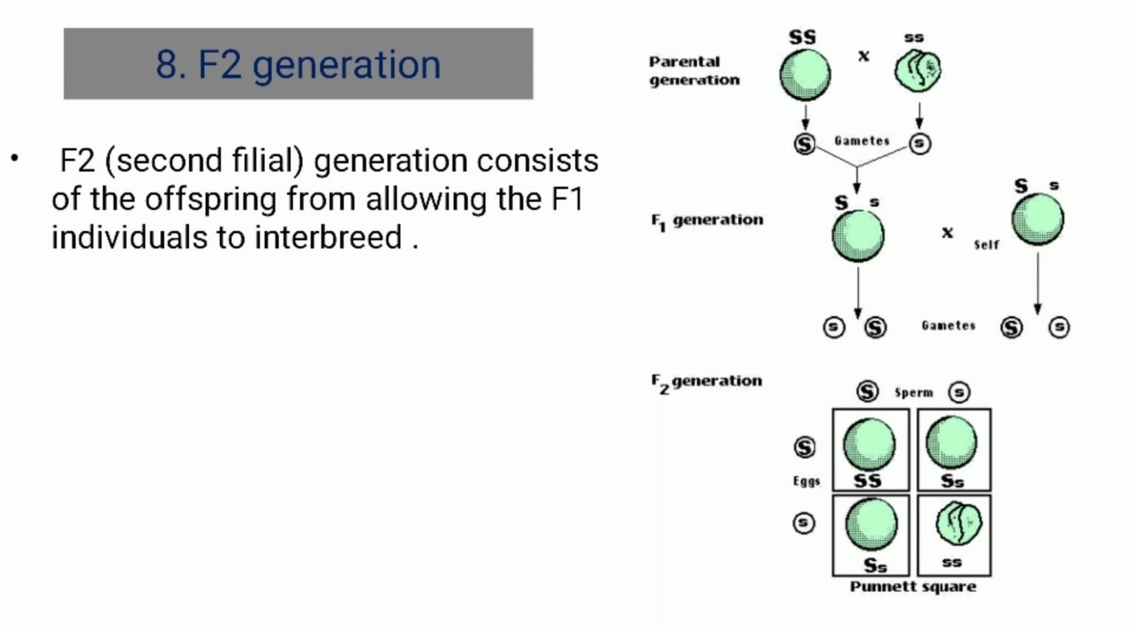F2 generation. The interbreeding of the F1 generation results in the production of the F2 generation. The F2 generation is known as the second filial generation. In the picture we observe that the individuals formed in the Punnett squares are the F2 generation.